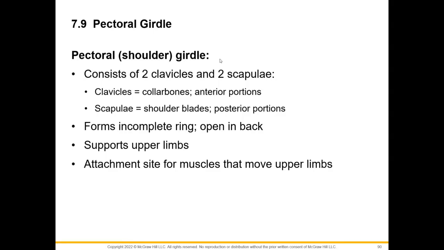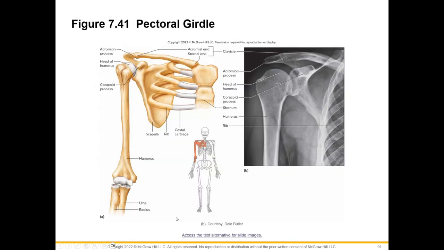Okay, the pectoral girdle now. This consists of the 2 clavicles and 2 scapulae. So the pectoral girdle is just 4 bones. The clavicles are also called the collarbones. Those are the anterior portion. And then you have the scapulae, which are the shoulder blades, the posterior portions. It forms an incomplete ring that's open in the back. It supports your upper limbs. And here we have the attachment sites for muscles that move the upper limbs.